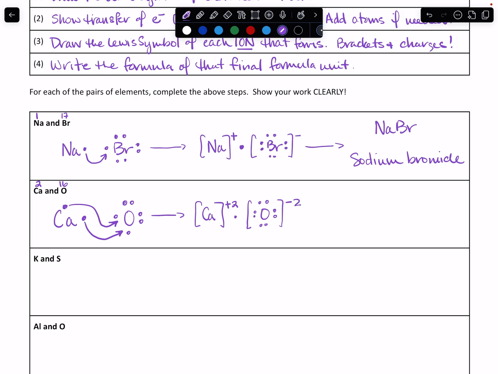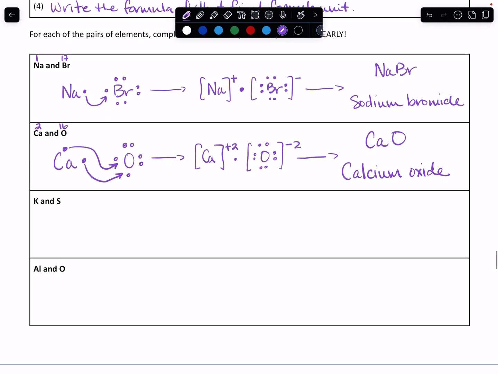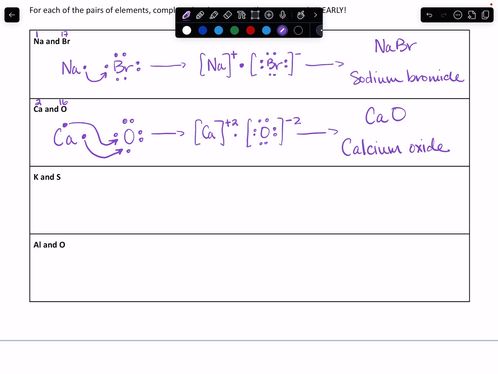I only needed one of each atom for this transfer to be successful and for both atoms to gain their octet. So that means that my formula is going to be CaO, one of each. And this is going to be calcium oxide. Okay. So both of those were examples where I needed one atom of each to fulfill the octet. Now let's look at one where that's not the case.